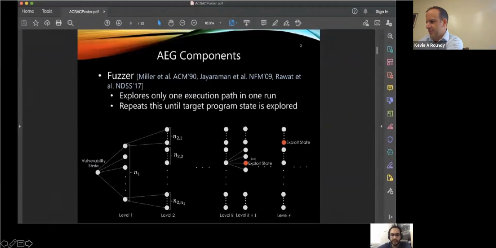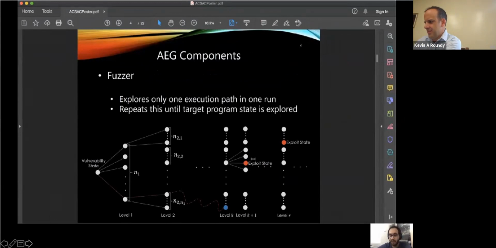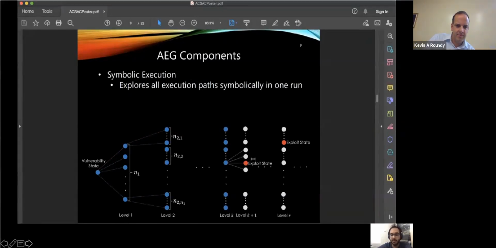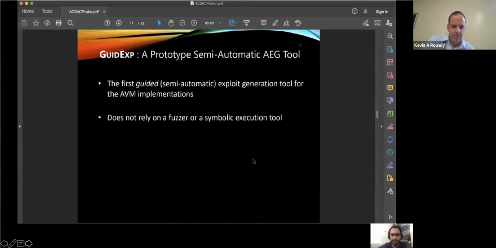With this execution, the AEG tools explore only one execution path, and this can be repeated until one of the exploit states is reached. However, there is no guarantee to reach an exploit state with randomly generated inputs. Additionally, AEG tools utilize a symbolic execution tool which explores all possible execution paths symbolically. However, they can encounter the famous path explosion problem since the number of the execution paths is enormous.